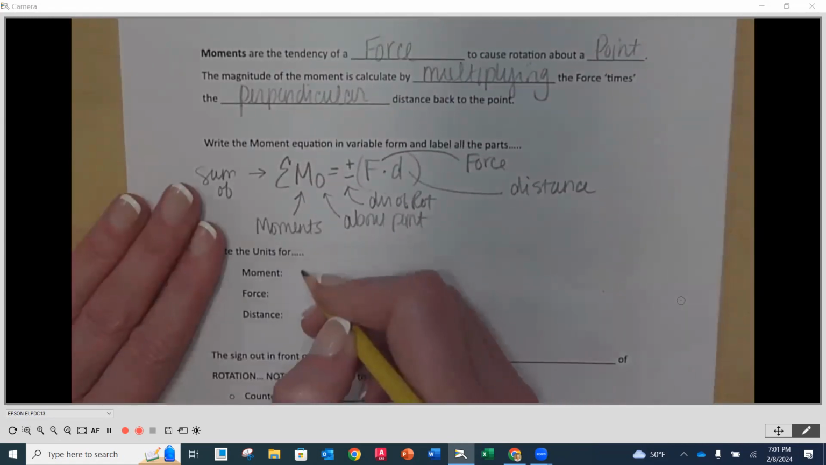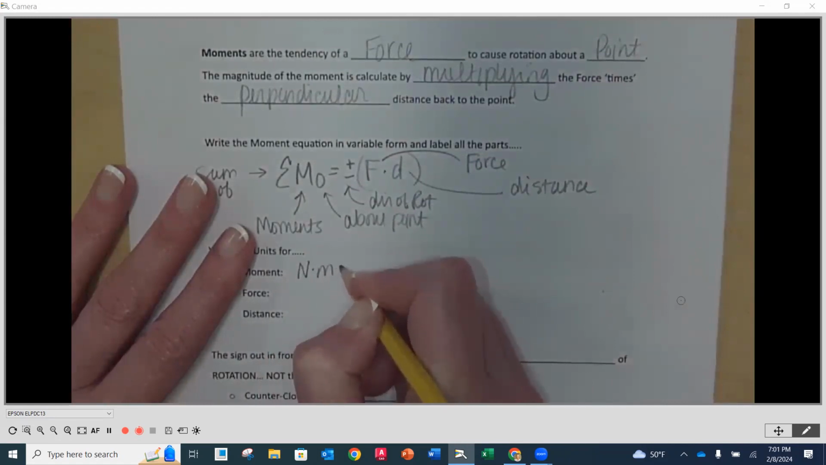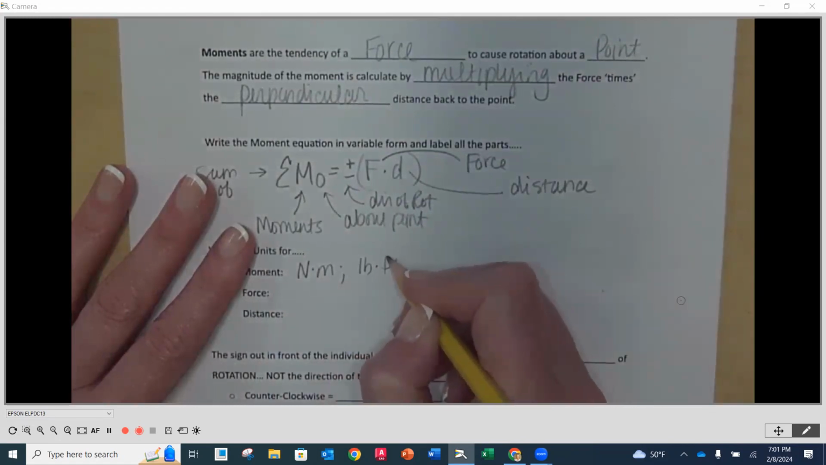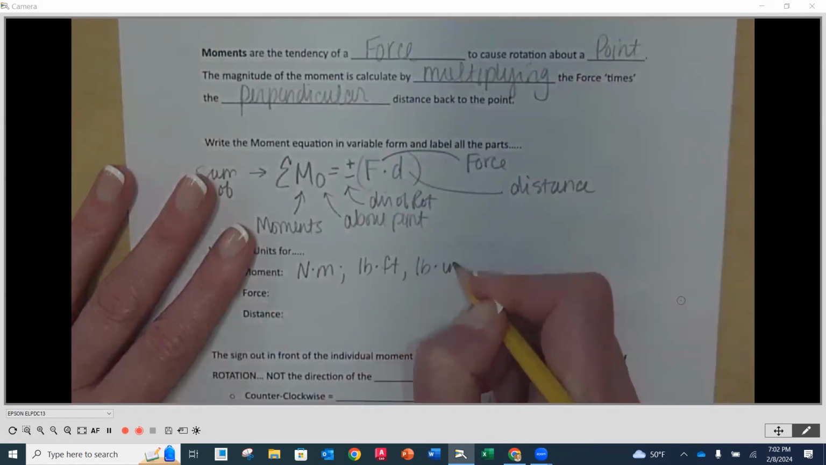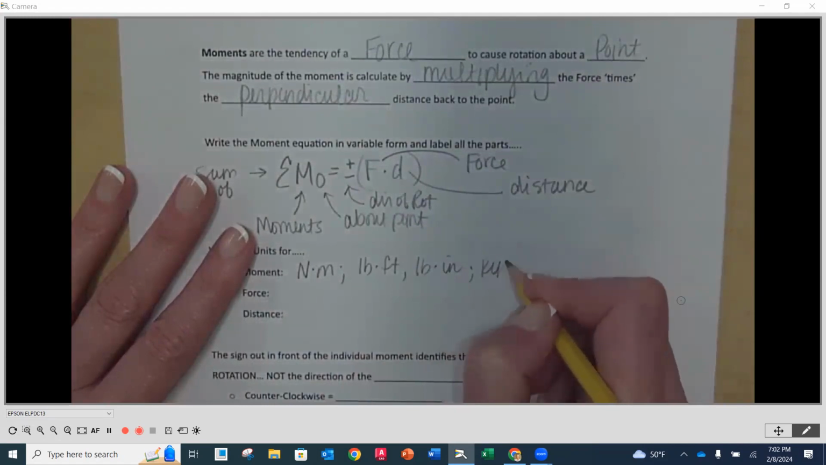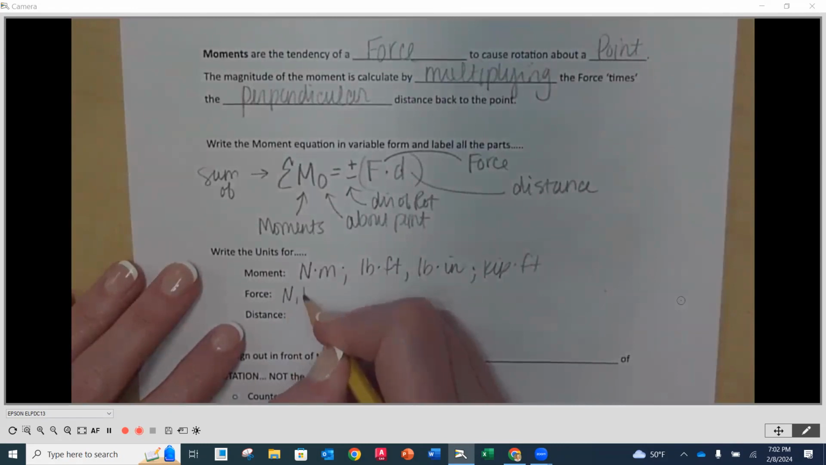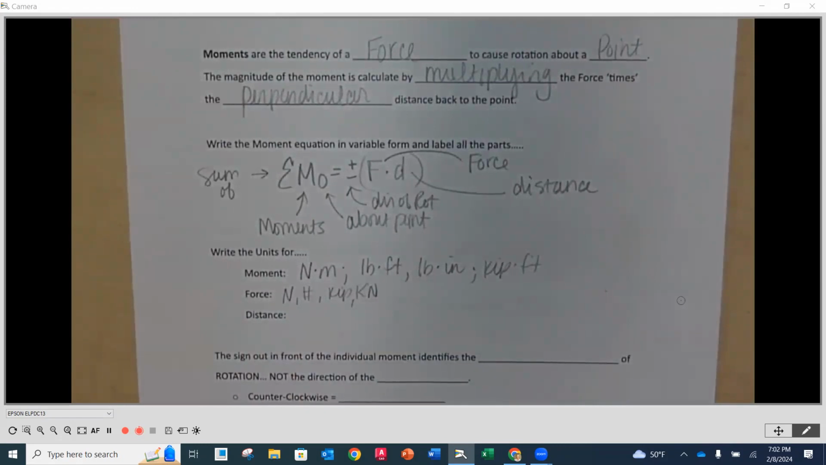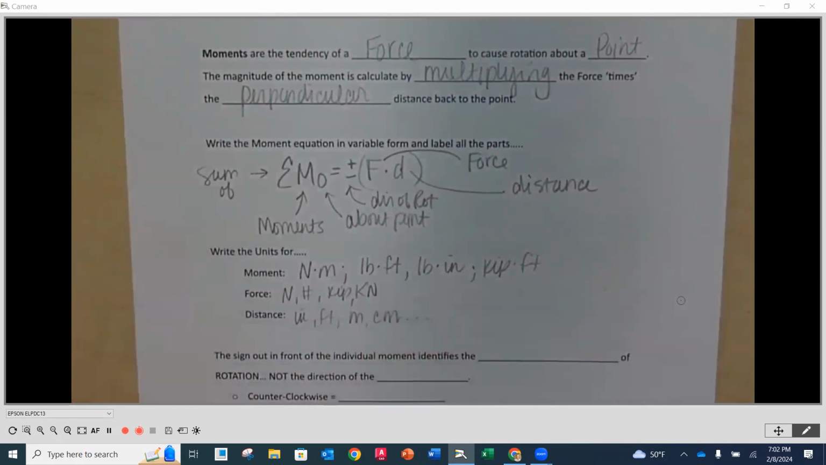Units. What are the units for a moment? Any. I don't care. Newtons times meters. What else? Pounds times feet. What else? Pounds times inches. Kips times feet. Anything that's force times distance, right? Units of force. Newtons, pounds, kips, kilonewtons, right? Units for distance. Inches, feet, meters, centimeters, and so on.